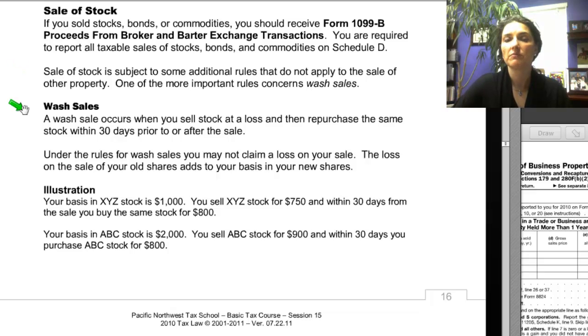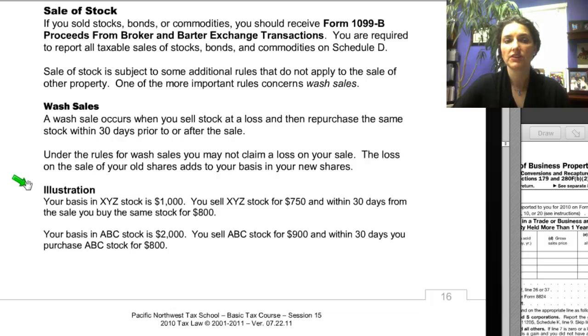Wash sale is a term you should understand, and you should understand when you have a wash sale. A wash sale occurs when you sell stock at a loss and then repurchase the same stock within 30 days prior to or after the sale. Under the rules for wash sales, you may not claim a loss on your sale. The loss on the sale of your old shares adds to your basis in your new shares.